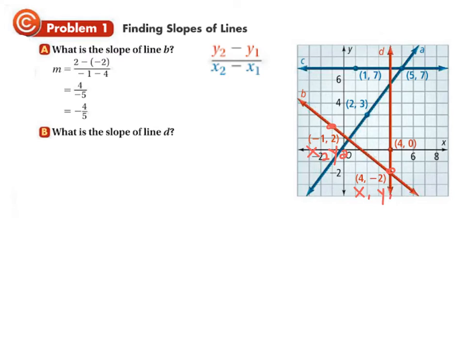So if you put in y2, which is 2, right here, minus y1, which is here, negative 2, over x2, negative 1, minus x1, 4. Okay, now we resolve this. 2 minus negative 2 is the same as 2 plus 2, 4. Negative 1 minus 4 is negative 5. We've got a slope for this line of negative 4 over 5.